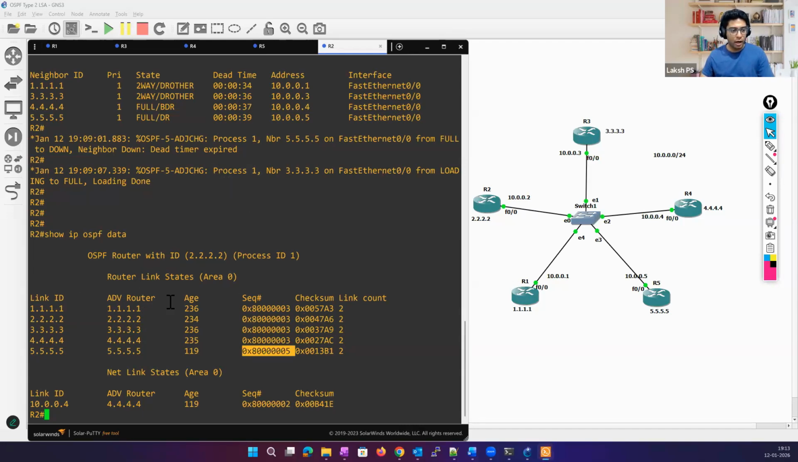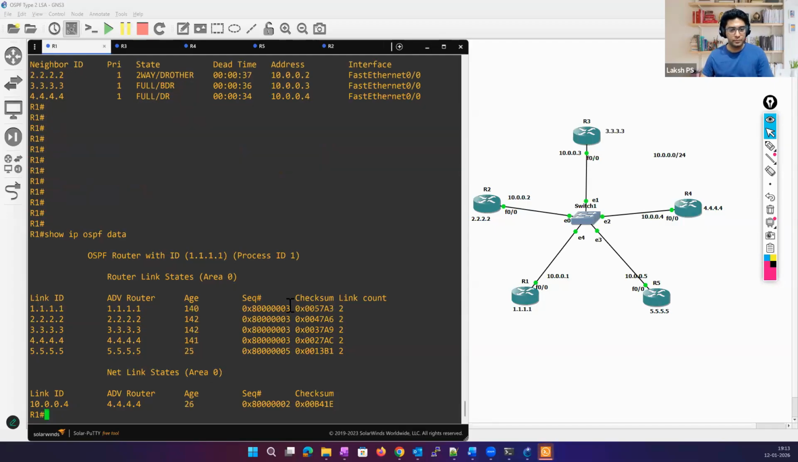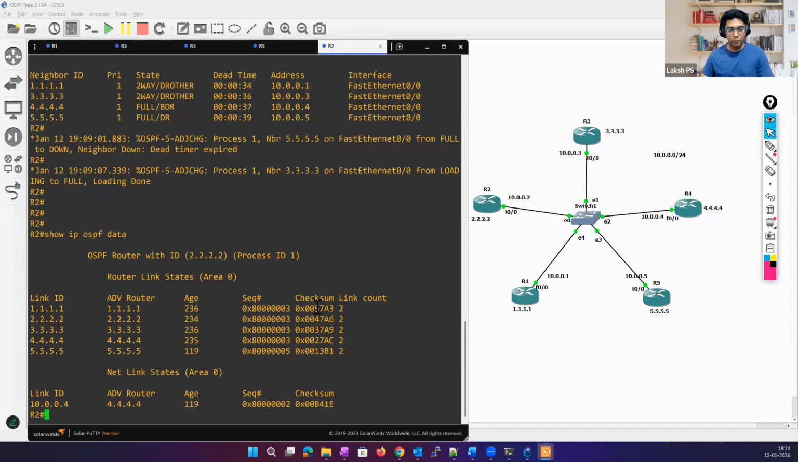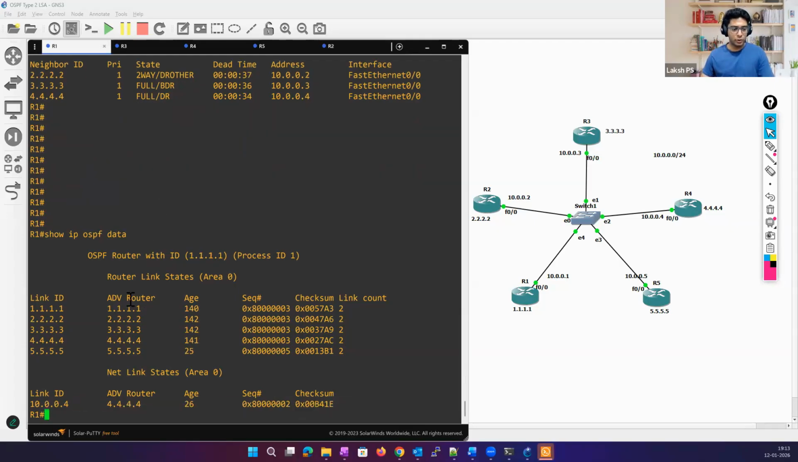Okay, on R1, what was the checksum for the link ID here? 57A3. See here, 57A3, 47A6. On R2, 57A3, 47A6. Okay, look at this one, 10.0.0.4. Okay, advertising router, these things. On R1 also, you'll find the same information.